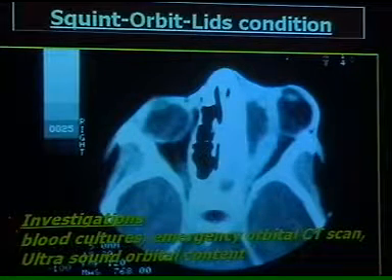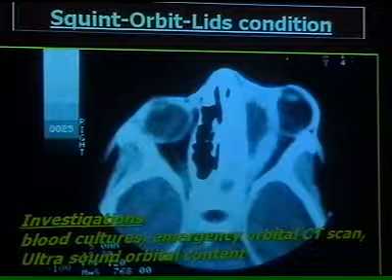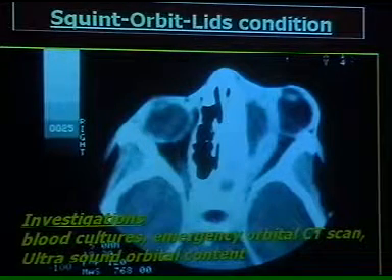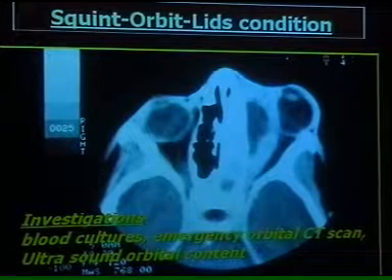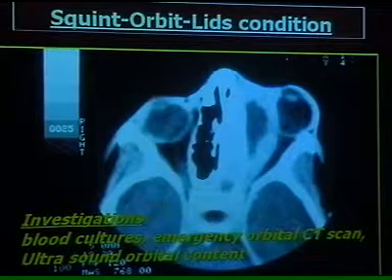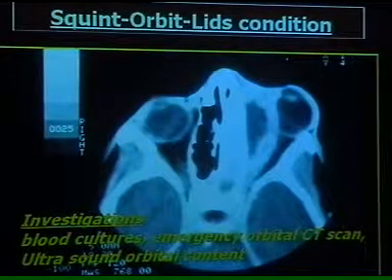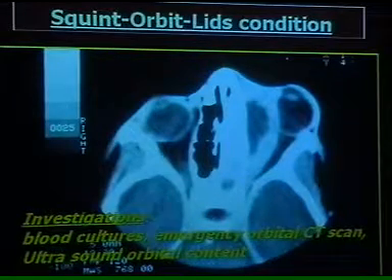Now, this is the list of investigations. Out of all the investigations that we advise, I think it's worthwhile advising a CT scan. This CT scan is different from a CT scan of the skull or head, because it has very special slices being done, called the special slices orbital CT scan or MRI. So they give a very magnified view of the local pathology.